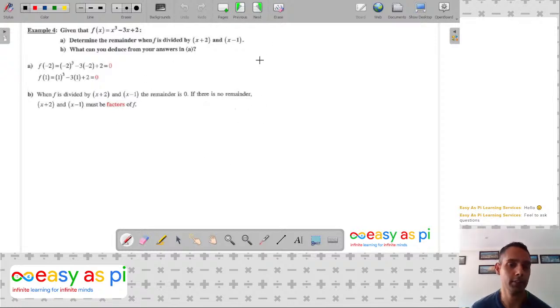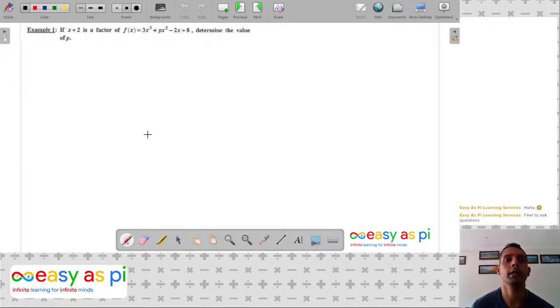Well, there must be factors. That's the answer. And so now let's do something with factors. So now they say, okay, if x plus 2 is a factor of f of x is equal to 3x cubed plus px squared minus 2x plus 8, find the value of p. Now, in this case, we know x is equal to negative 2.